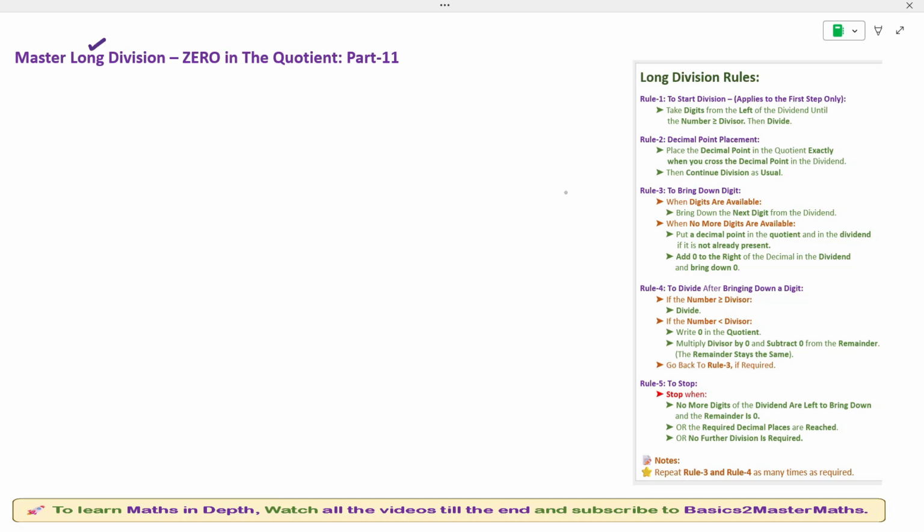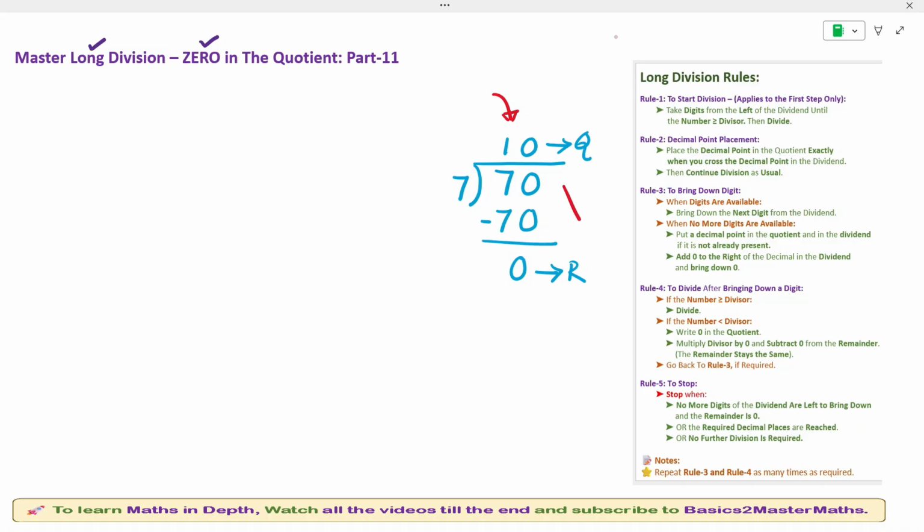Today, we will learn the long division to get 0 in the quotient. Observe the below example. Many students solve like this, but this is completely wrong. Today, let us learn the correct approach. Let us solve the same question by applying the rules.